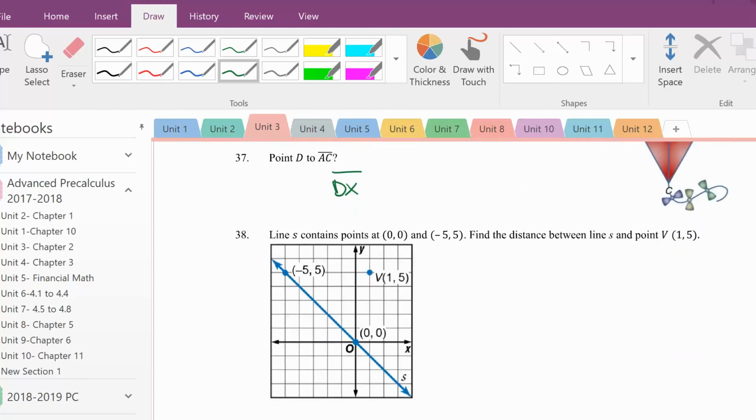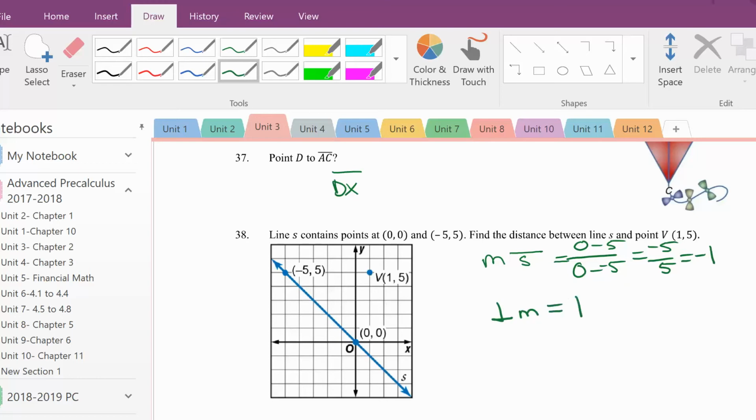Line S contains points (0, 0) and (-5, 5). Find the distance between line S and point V. So basically, if you look at line S and you find the slope of line S, that would be 0 minus 5 over 0 minus negative 5. So it's negative 5 over 5, or negative 1. So that means the perpendicular slope would be positive 1.